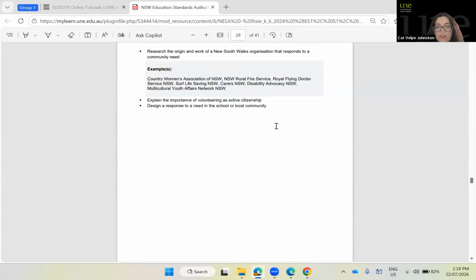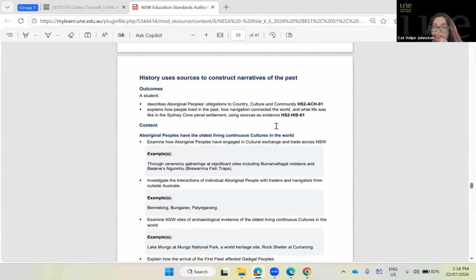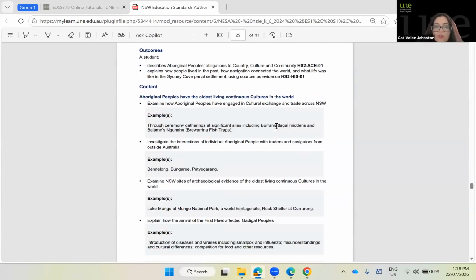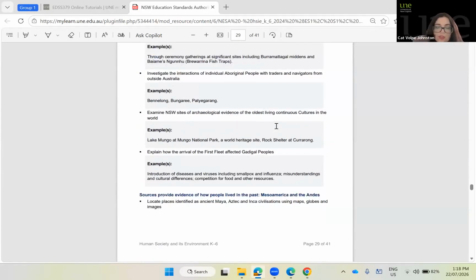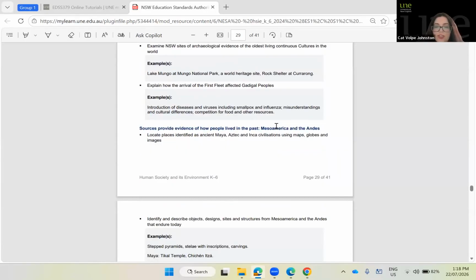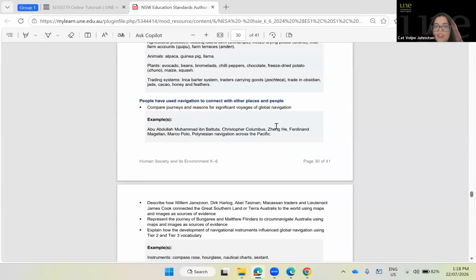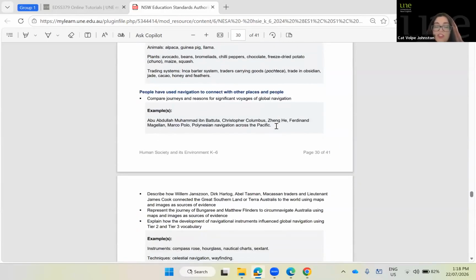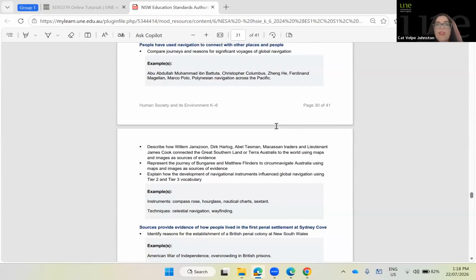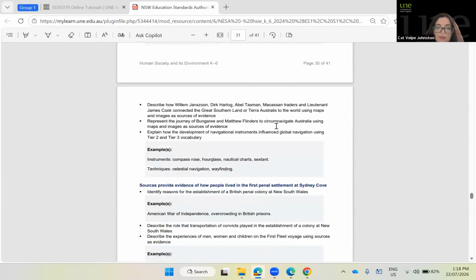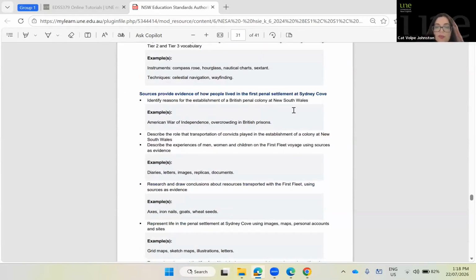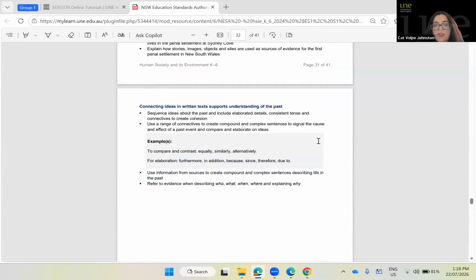And looking at history, stage 2, same sort of thing. The Aboriginal focus always seems to be at the top here. Sources provide evidence of how people lived in the past. Navigation to connect with other places. That's that geography connection that you could bring in there, looking at maybe the journeys on a map. Sources provide evidence of how people lived in the first penal settlement at Sydney Cove. And then there's that connecting ideas in written text.